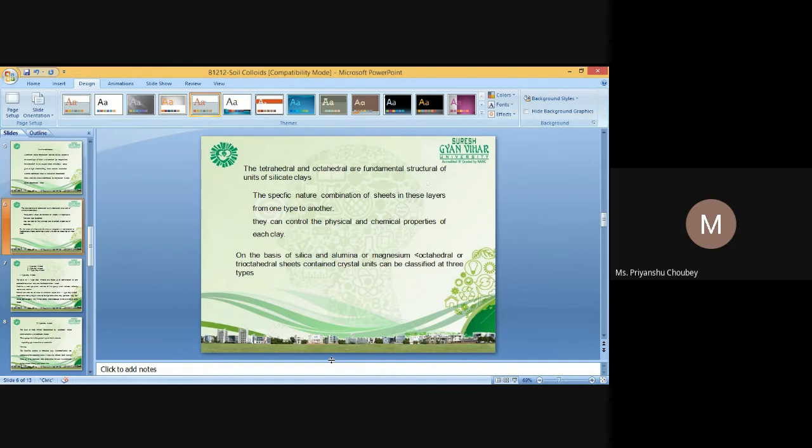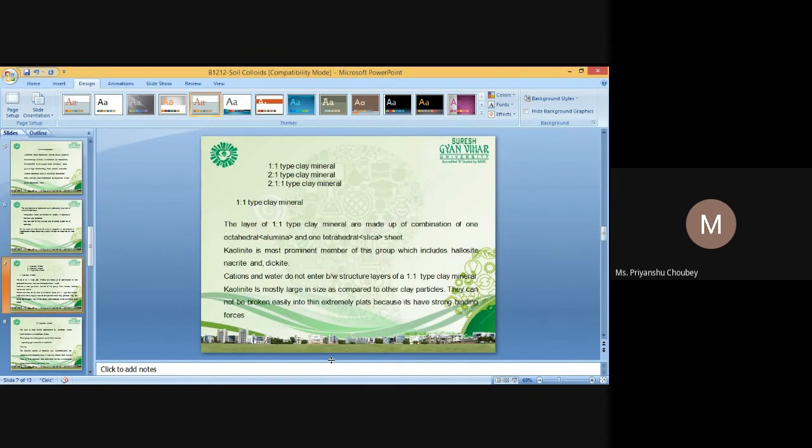Soil taxonomy: a collection of natural bodies on the earth's surface.